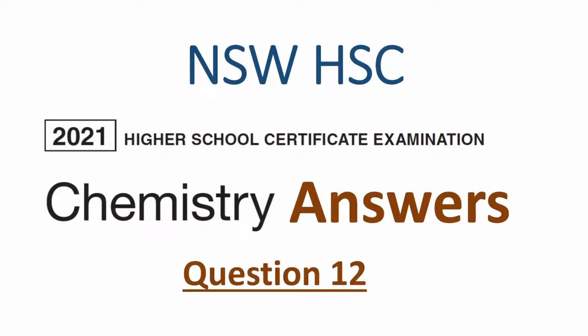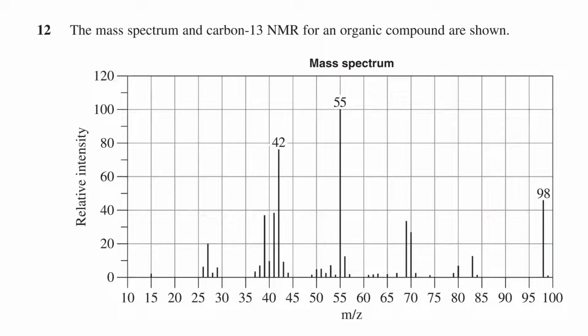In this video, we'll go over the answer to question 12 of the 2021 New South Wales HSC Chemistry Exam. This question takes up quite a bit of space in the exam and involves two diagrams, so we will space this out over a couple of slides. Firstly, the question states, the mass spectrum and carbon-13 NMR for an organic compound are shown.